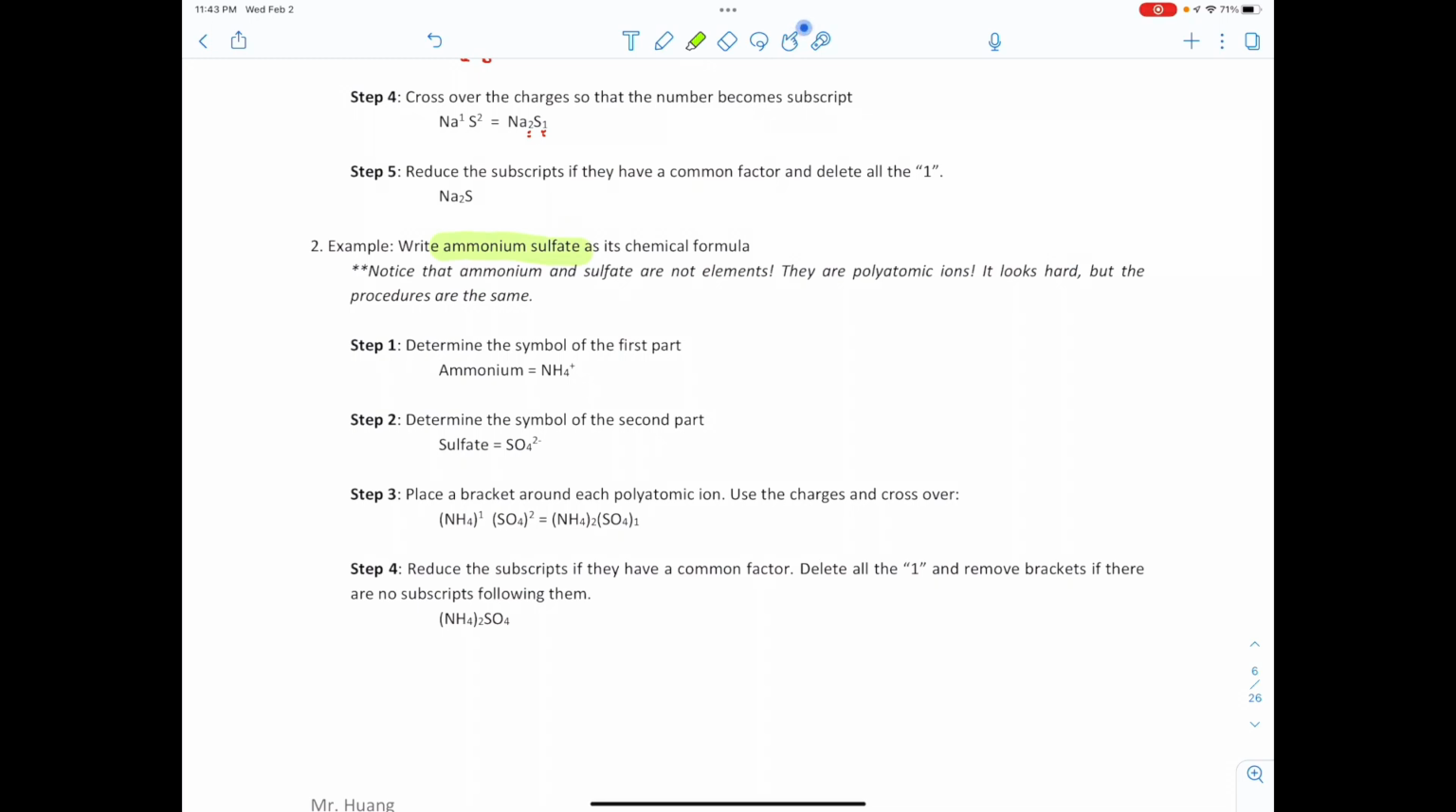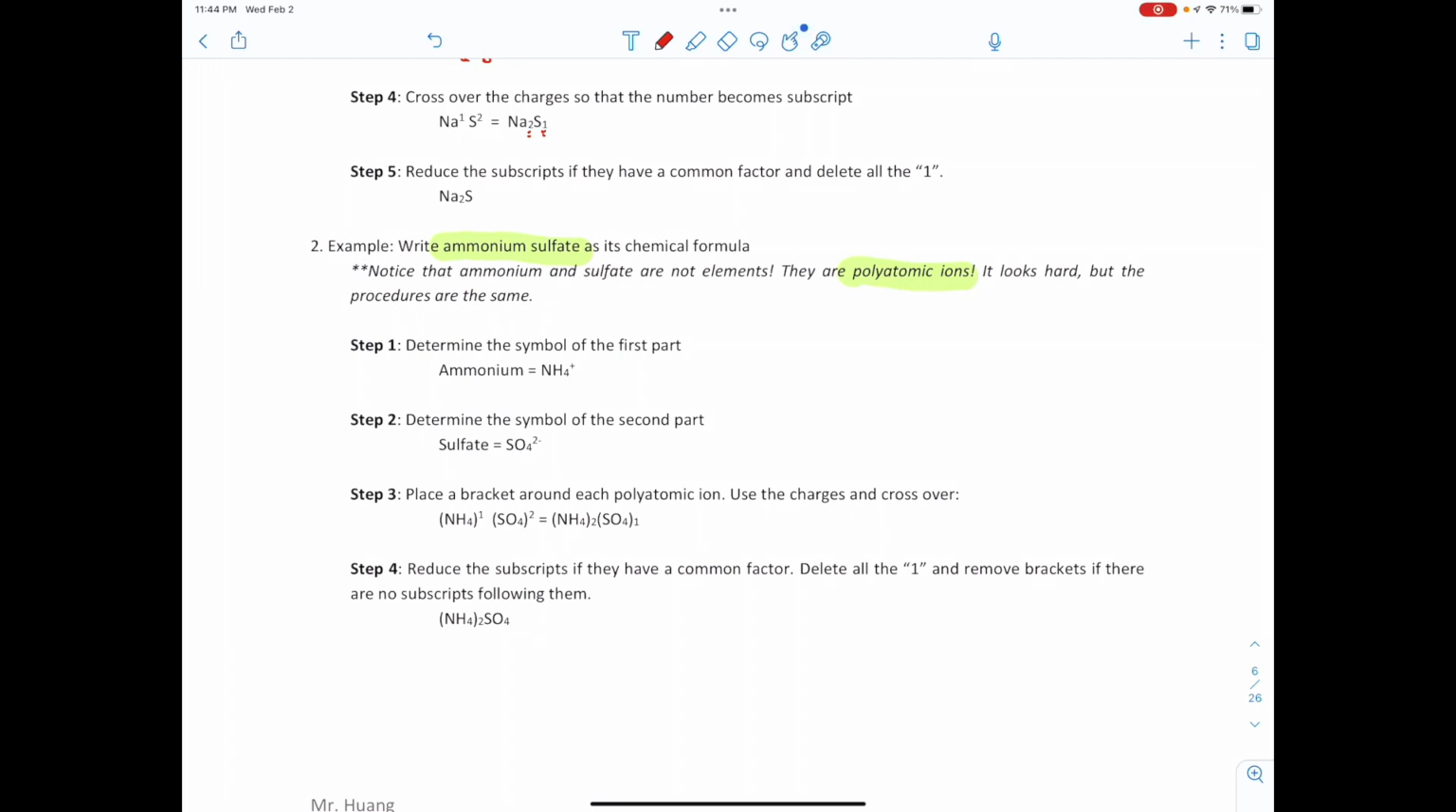If we look on a periodic table, you're not going to find ammonium or sulfate anywhere on it. That's because ammonium and sulfate are what we call polyatomic ions. These are groups of atoms that come together to form either a cation or an anion. It looks more complicated, and you can look on the list of polyatomic ions, but the procedures are the same as all the other examples. So let's go through this example.